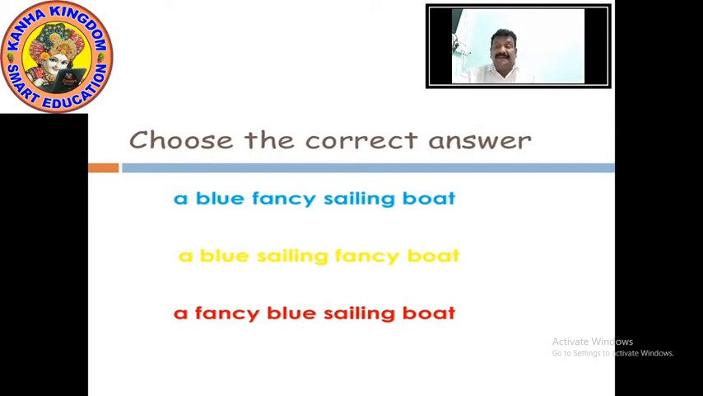A blue sailing fancy boat. Is it proper? A fancy blue sailing boat. Is it proper? No. Here, a blue sailing fancy boat is the order of adjectives which is proper. It's a fancy boat. A blue sailing fancy boat. This is the proper answer. This is the proper order of adjectives. Please write it down. You need to write it down.